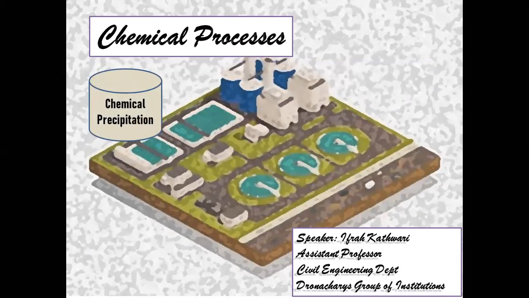The first one is chemical precipitation. What is chemical precipitation? It is the removal of phosphorus and the enhancement of the sedimentation of suspended solids. So in chemical precipitation, the phosphorus is removed from wastewater, and the suspended solids are also removed with the help of sedimentation. They get settled down in the primary sedimentation tank and get removed. This is what happens in chemical precipitation.